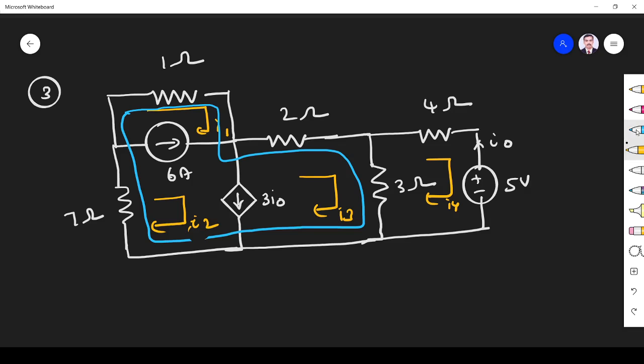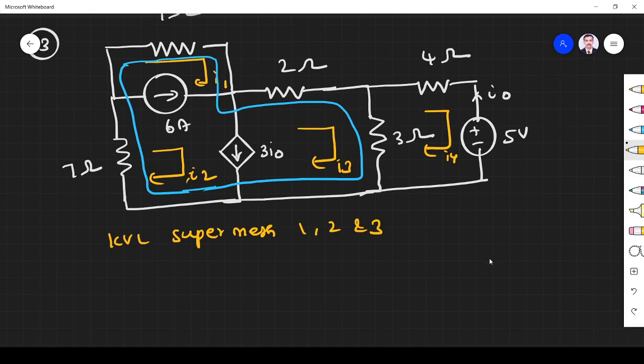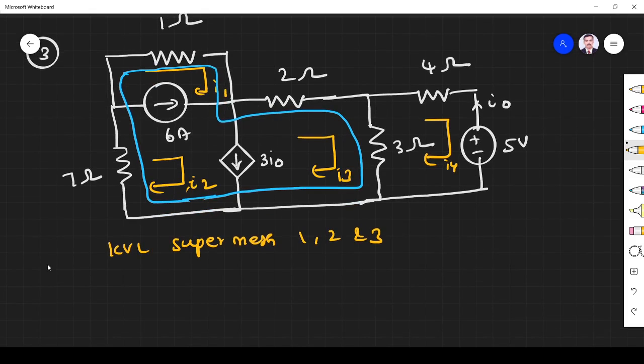I2. Fine. Okay. Now what we have to do? We write the supermesh equation. So KVL for the supermesh 1, 2, and 3. Okay. How are we going to do it? Whenever we write a KVL equation, what do we do? We discard or just ignore the supermesh branch. So we have to ignore this one and ignore this one. So here, what is the current? Let us start from here.